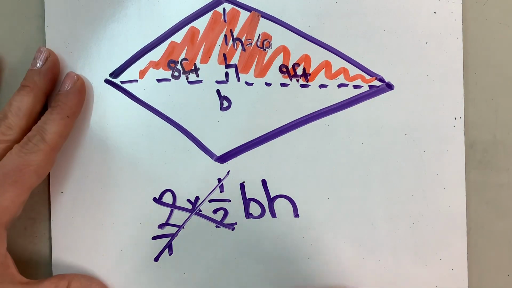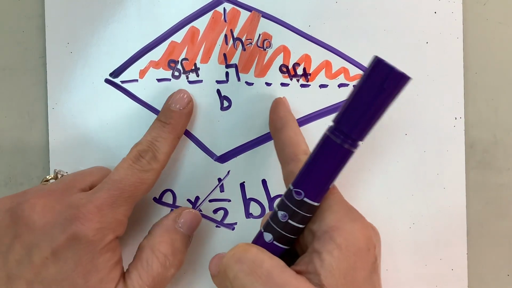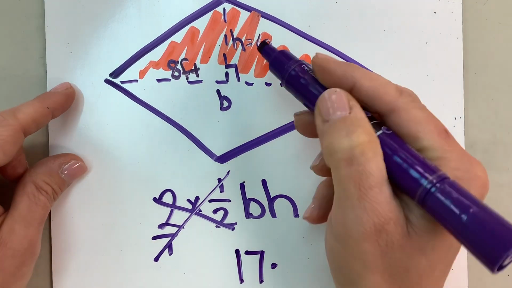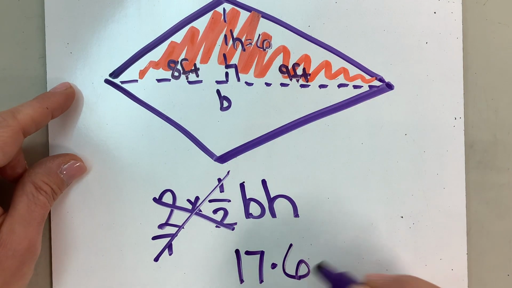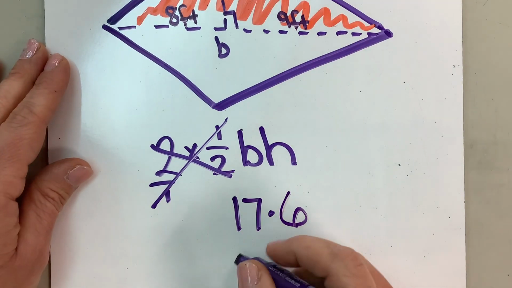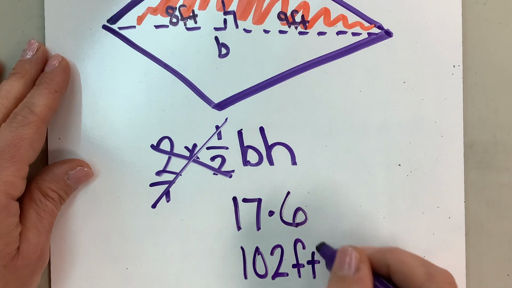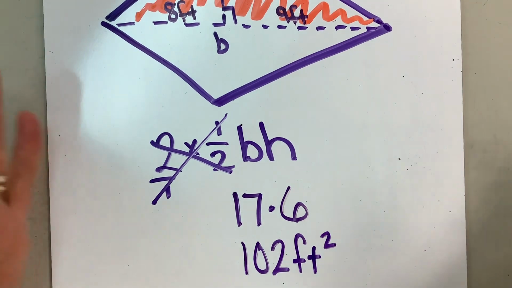Okay. So I'm going to take 8 plus 9, which is 17, times my height of 6, and when I do that, I'll get 102 feet squared. So it's a pretty easy formula.